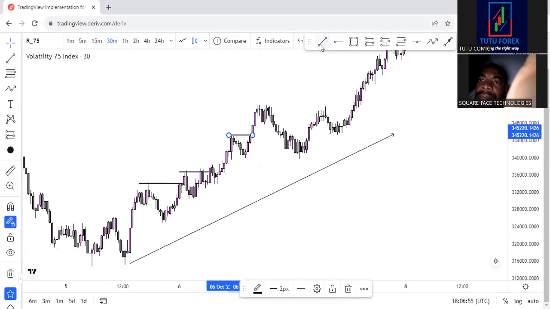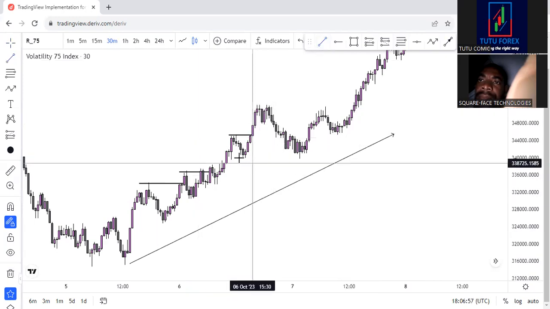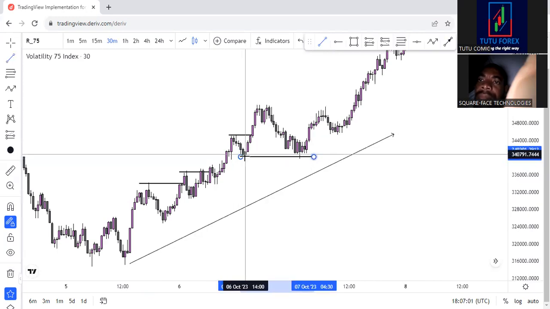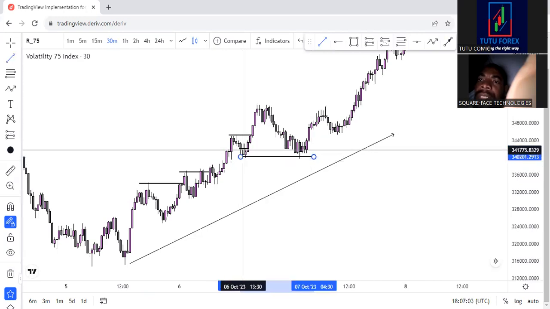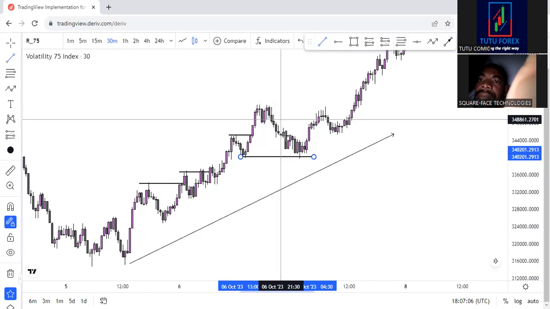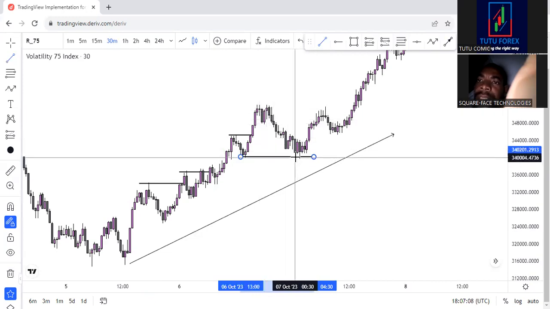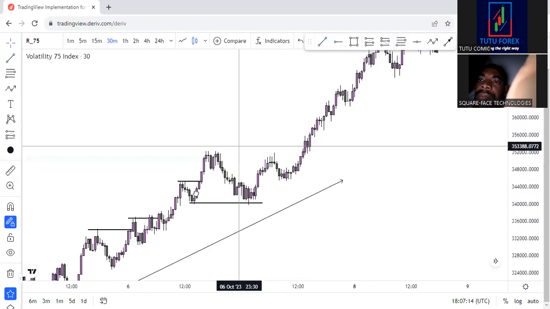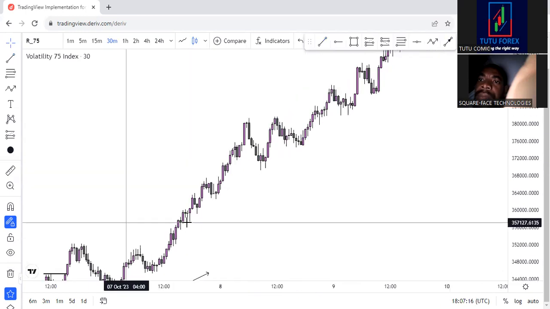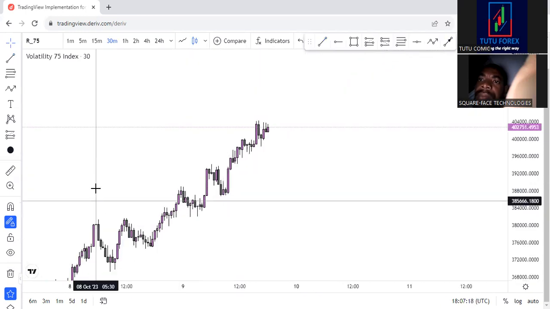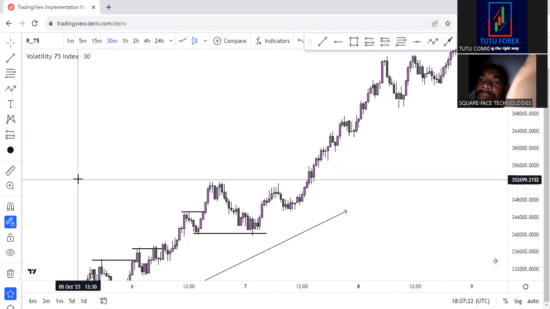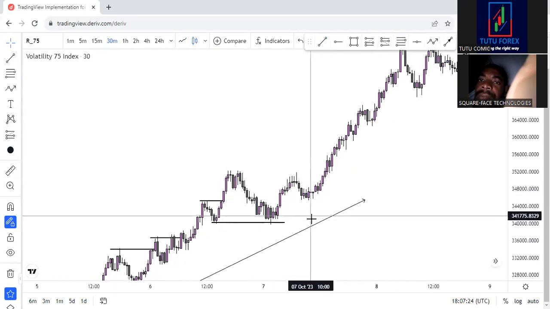You wait for price to retrace back and come and test this low. You can see price retraced back. I gave a buy limit order here, and you can see price tested this low and started going to the upside ever since, right? So that was how I took that trade.